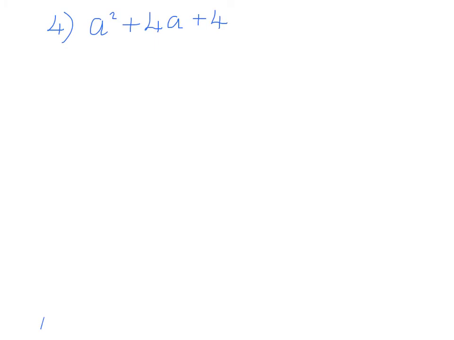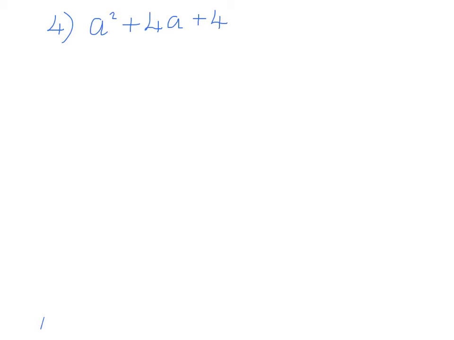Okay, let's try a couple more. A squared plus 4a plus 4. Is there a common factor? Well, I can see there's an a here and an a here, but there's not one here. So it's not common to everything. So I'm not going to take it out. There's a 4 here and a 4 here, but there's not one here. So it's not common to the whole expression.